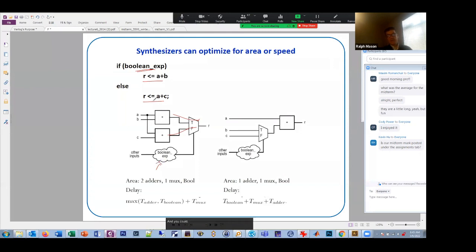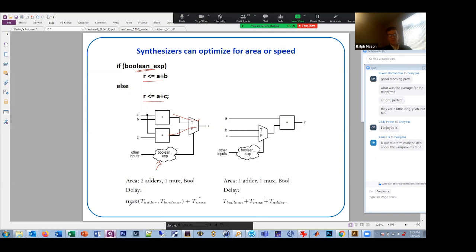And you could see that if I were to figure out the worst case delay of this, I would say, well, it definitely has to go through an adder and a mux, which would be the worst case path, or this Boolean expression and the mux.